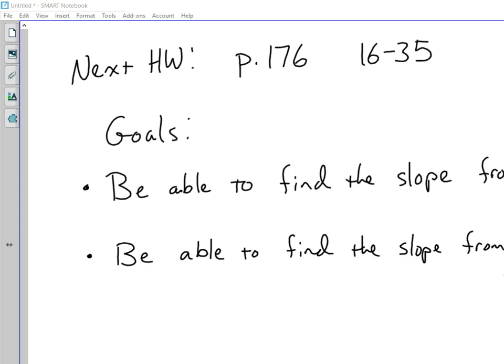All right, so today we're going to find the slope from a graph, and we're going to find the slope from a chart or a table.